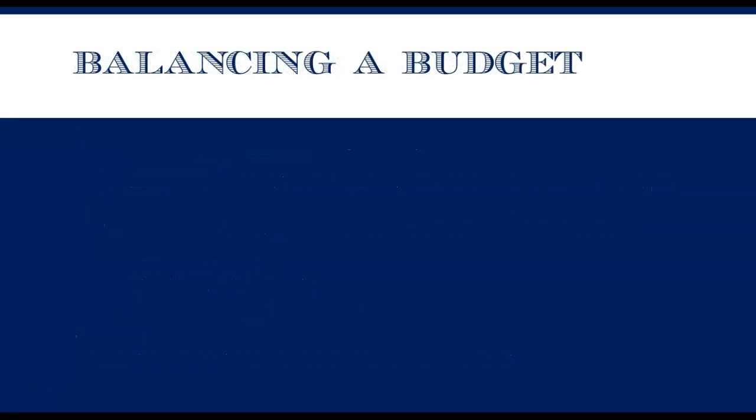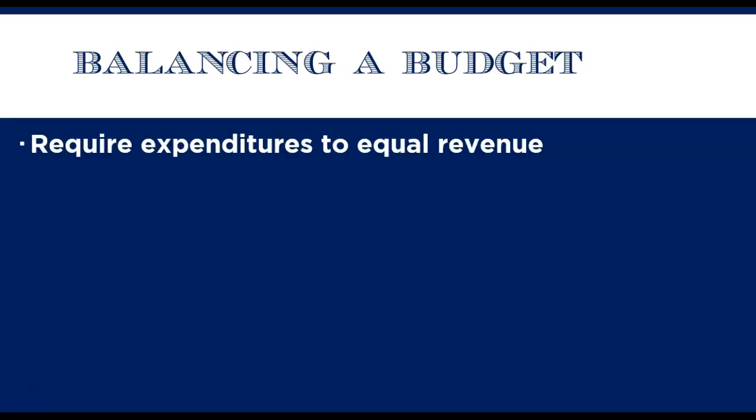All right, so now we're going to talk about balancing a budget. Requiring expenditures to equal revenue is one way to do it. You require that there's no way you can spend more than you bring in. That's definitely one way to make sure that you're working with a balanced budget and you're not increasing national debt every year. So how can you do that?